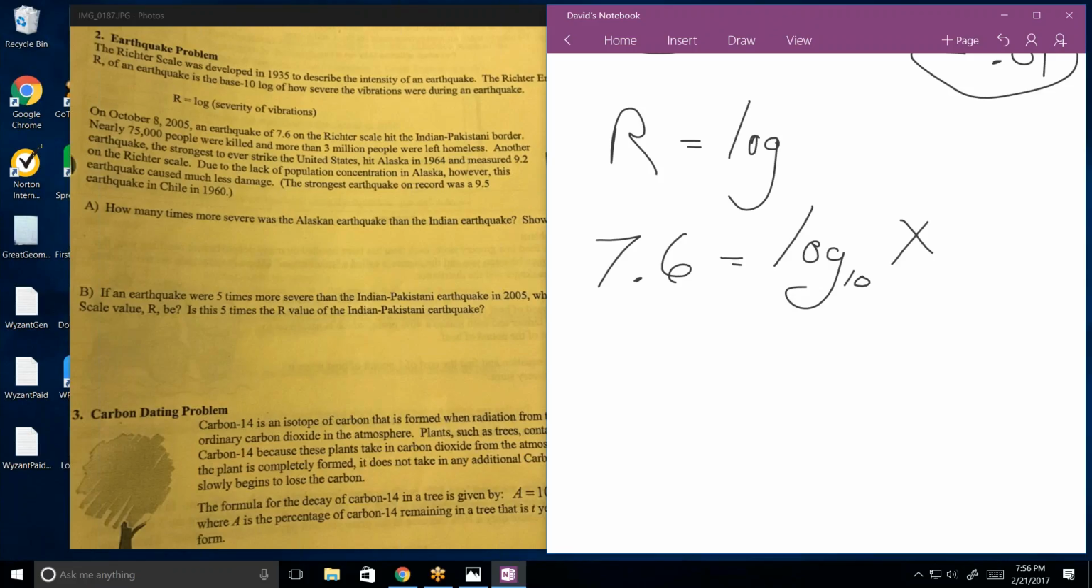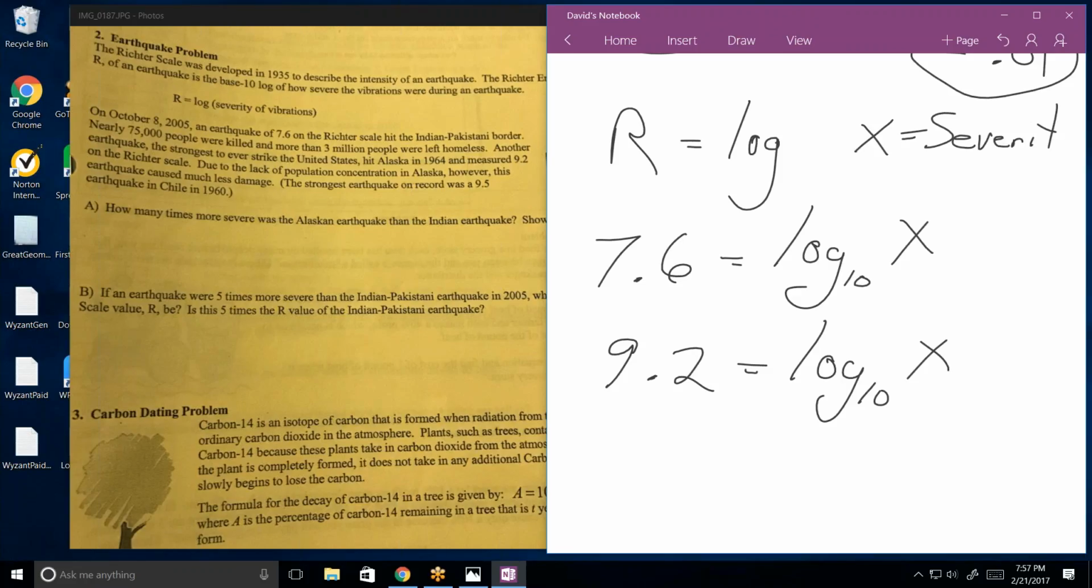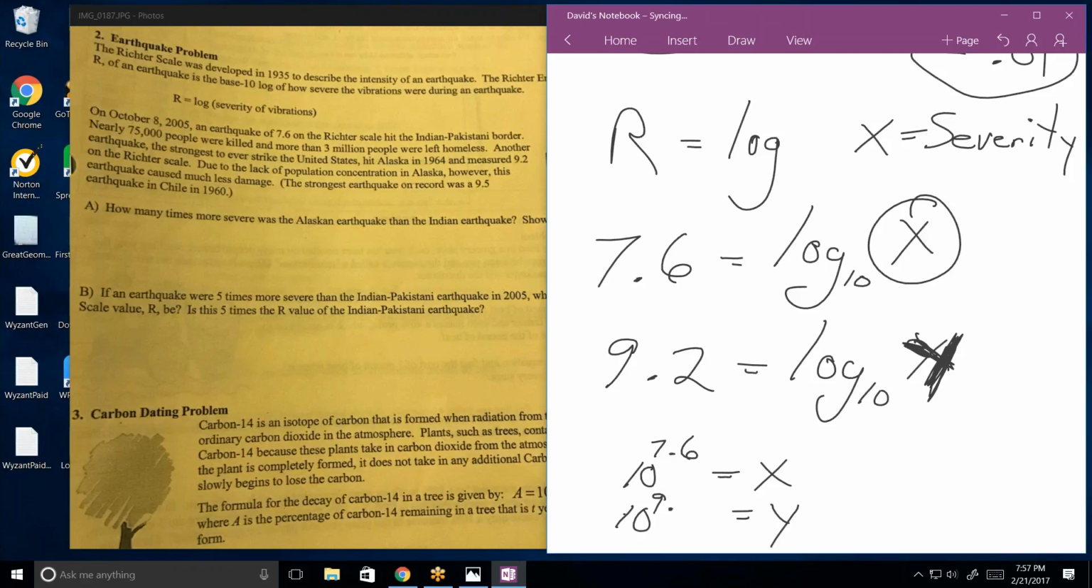Well, the Alaskan one was 9.2 equals the log base 10 of x. And remember what x is. X is the severity. So this is a different x. We better call that y. So if I solve this, x is equal to 10 to the 7.6, and y is equal to 10 to the 9.2.